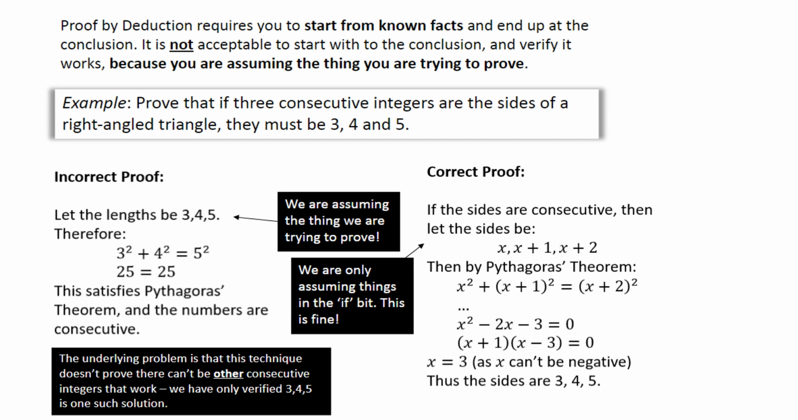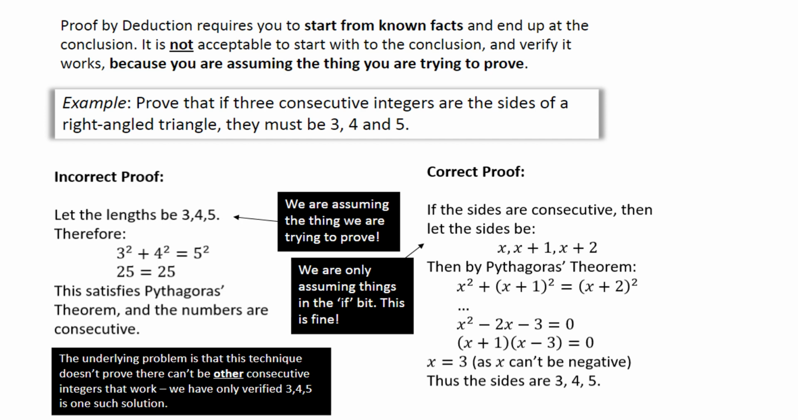So the incorrect proof has started with the answer 3, 4, 5, and that is really just showing that those numbers do fit into Pythagoras' theorem. So that is not proving it, that's just showing that it works. So the correct proof is to start with some algebra.